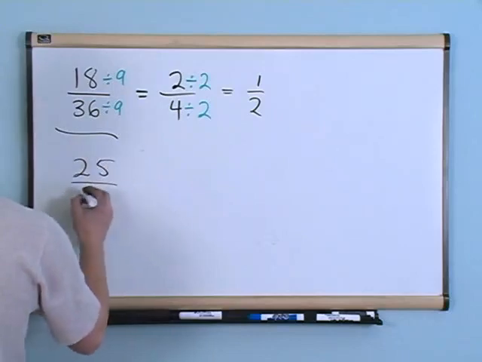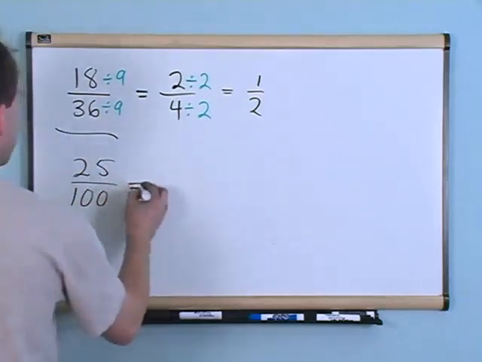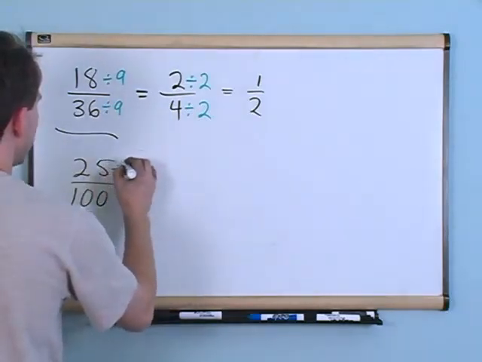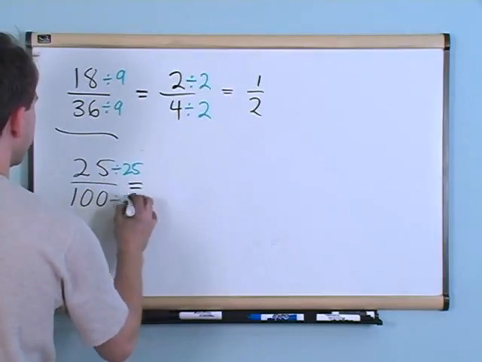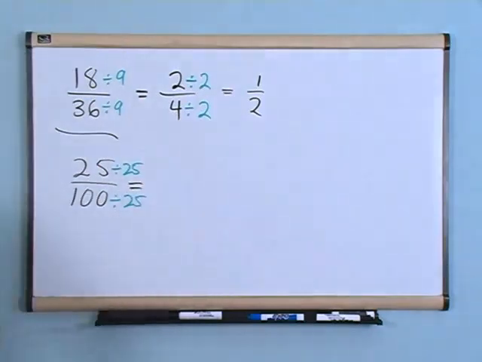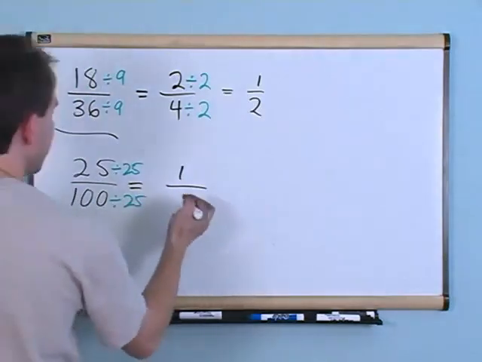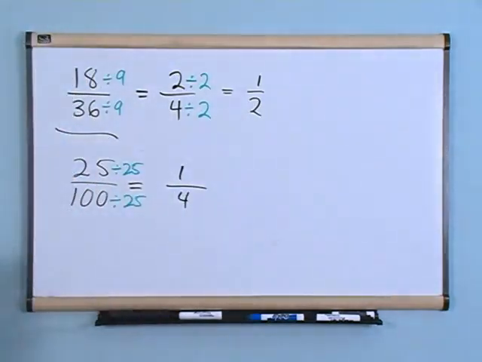Finally, what if I had 25 over 100, 25 100ths? Well, what can I divide here? I just happen to know that I can divide by 25, and I can divide by 25. And so 25 divided by 25 is 1. 100 divided by 25, I know, just goes 4 times. So that's equal to 1/4.